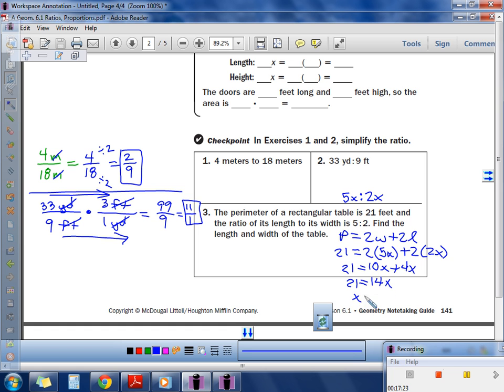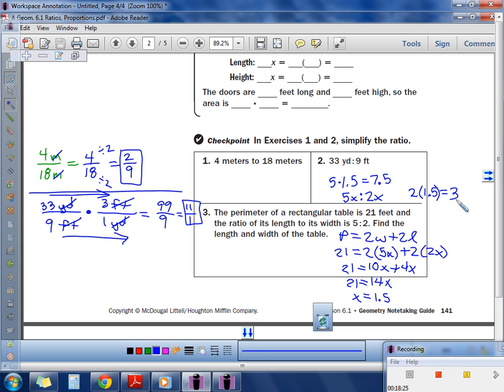Divide by 14 and you get x is 1.5. You have to understand, what do you do with that x? You can't just stop there. We have to take that number and plug it in. So we got to figure out, what does it mean when I plug them in up here? So 5 times 1.5 is what? So we get 7.5. And then 2 times 1.5 is 3.